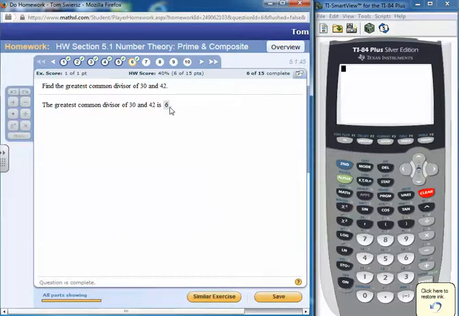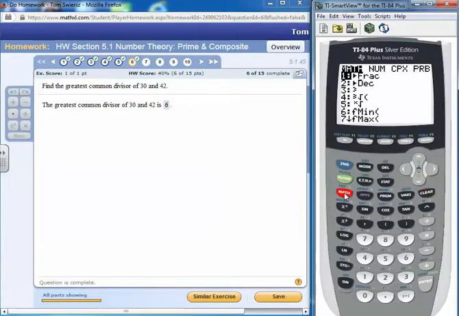Now, you can also do this on the calculator, okay? Let me show you how to do it on the calculator. What you do is you go to the math key, which is below the green alpha, and you go 1 over to numbers. So you highlight numbers in your menu bar, and you scroll down. Use the down arrow key several times until you get to number 9, which is GCD.